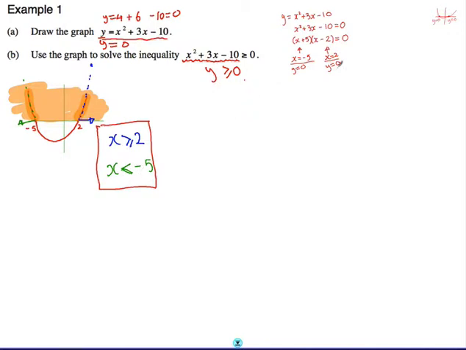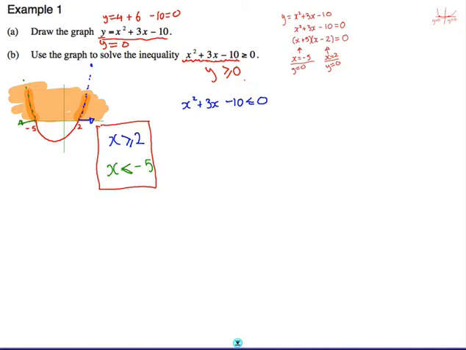Now, I'm going to create my own question with this example. Let's pretend instead of asking us when x squared plus 3x minus 10 is greater than or equal to 0, when is it less than or equal to 0? When is it less than or equal to 0?